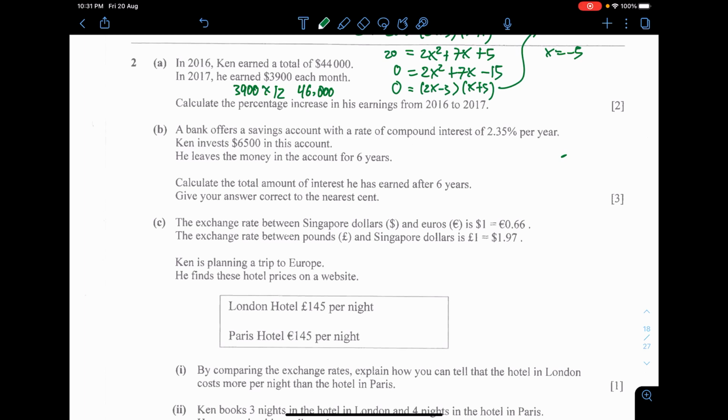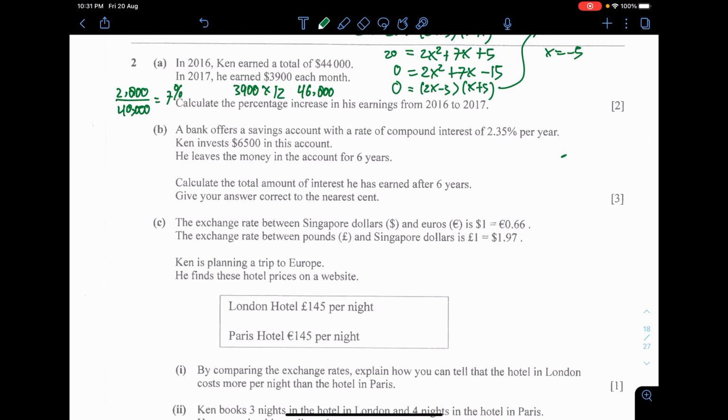So percentage increase is actually the difference divided by the original. The difference is clearly 2,800, and then you divide by the original. Okay, find the decimal value of this. I got 7 over 100. Okay, if you make it into percentage, just put down 7%.